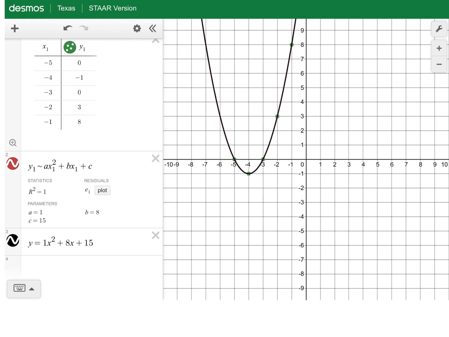And now that we have our graph, we can just look here for all those key properties. So the first one I believe it's asking us for is the vertex. So our vertex is that turning point, or the lowest or highest point on our graph. So you see from left to right, we're decreasing, then we're increasing. So our vertex is right here. So for your vertex, you will put the coordinate -4, -1.